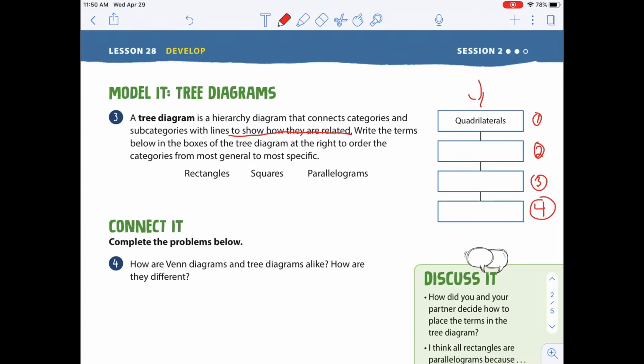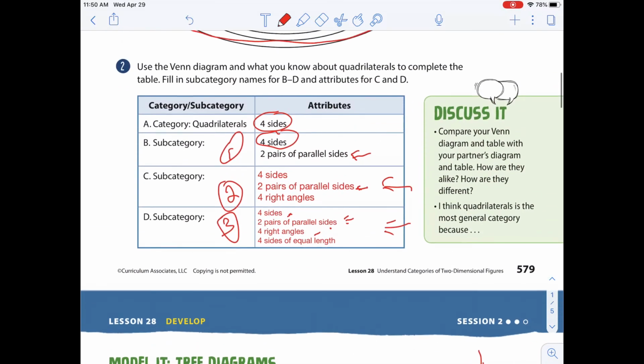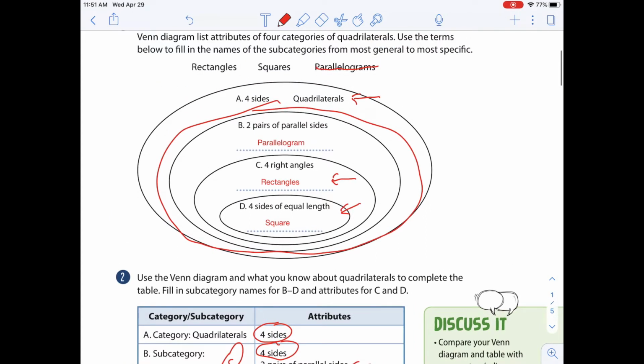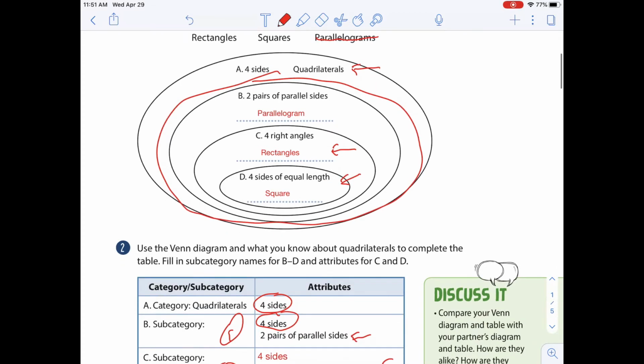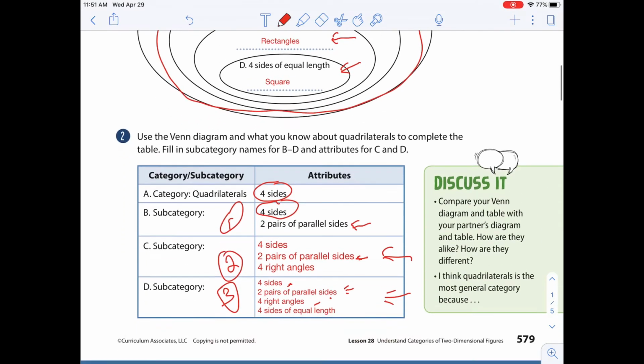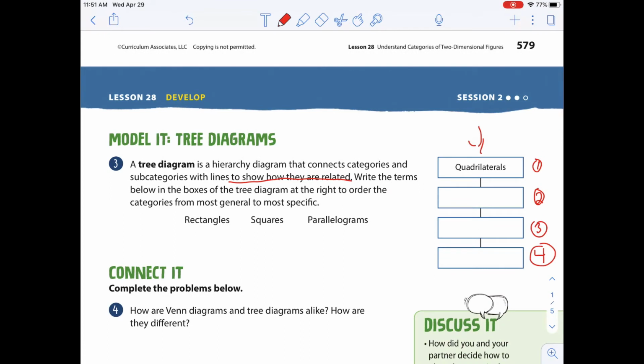Okay, so if we remember, and we can go back to page 579. Now we're on page 580, so hope you're with us. If you need to back up, that's okay. But if I go back to 579, I can already see kind of the ranking of these quadrilaterals, or the categories and subcategories of these quadrilaterals, right up here in this Venn diagram. So this is how they show the same thing. So I see that a parallelogram comes right after a quadrilateral. It is the first subcategory.